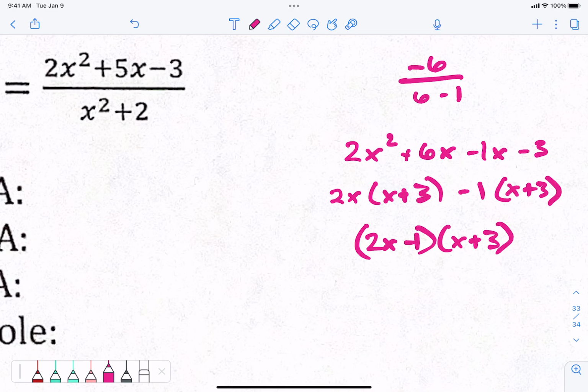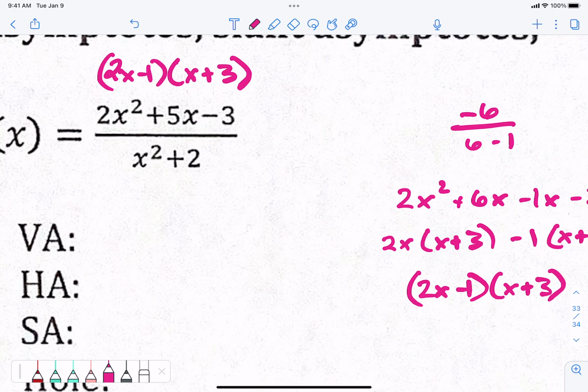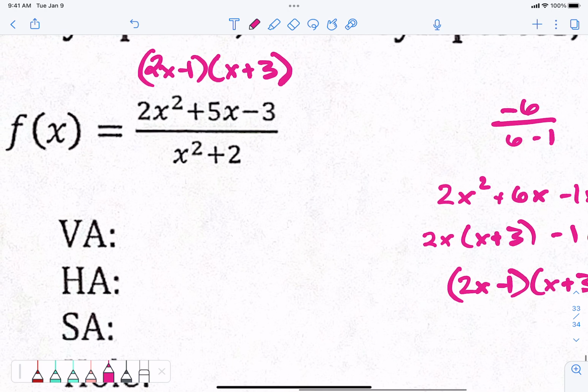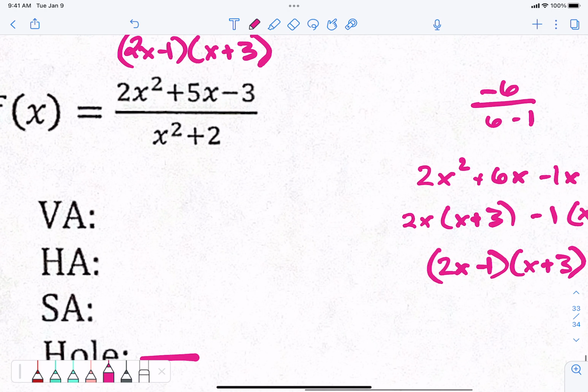So this top part is 2x minus 1 and x plus 3 because I need to know whether he's going to cancel out of the top and the bottom to make a hole. Now the bottom: does he break down at all? X squared plus 2? You can't take out an x because the 2 doesn't have one. So he doesn't break down at all. Is there anything that can cancel top and bottom? No, so that means he doesn't have a hole. I wanted to see if he canceled.